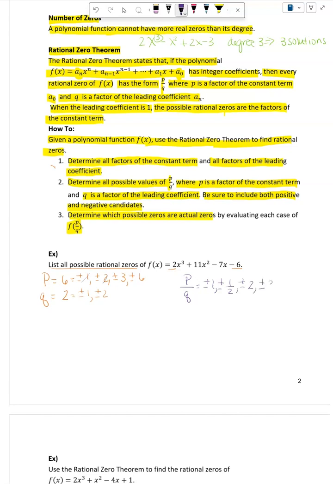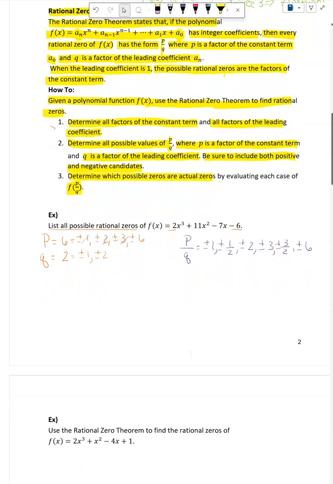3 over 1 is 3. 3 over 2 is 3/2. So I'm done with my 3. And then I'm going to go down here. Plus or minus 6 over 1 is 6. And 6 over 2 is 3, which I already have, so I'm done. So we have 1, 1/2, 2, 3, 3/2. Oh, my 6 will fit up here. So that's all my p over q. Those are all my possible rational zeros.